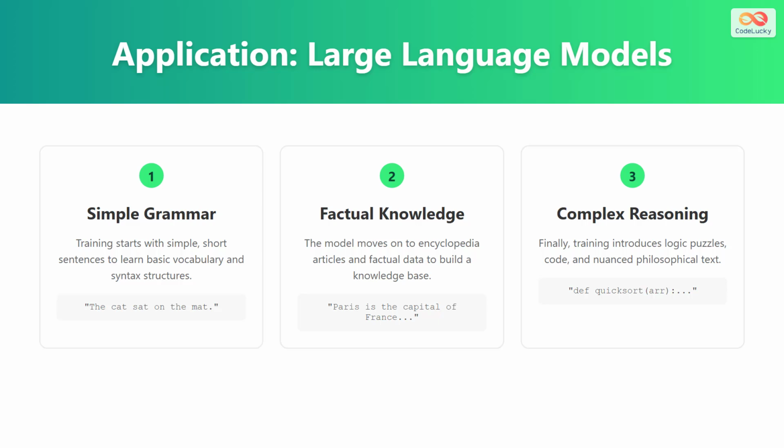For large language models, this might look like starting training with simple, grammatically correct sentences. Once those are mastered, the model moves on to factual paragraphs, and finally, it tackles complex reasoning tasks or code generation.